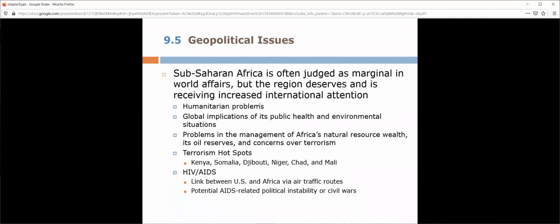Sub-Saharan Africa is often judged as marginal in world affairs. You have a lot of not well-off countries that the big boys, your America, your Germany, your China, your Russia, tend not to care about. You have a lot of humanitarian problems going on in this part of the world, as we talked about before. What do you get when you get a lot of poor people that can't take advantage of their own soil? You get terrorism hotspots, right?